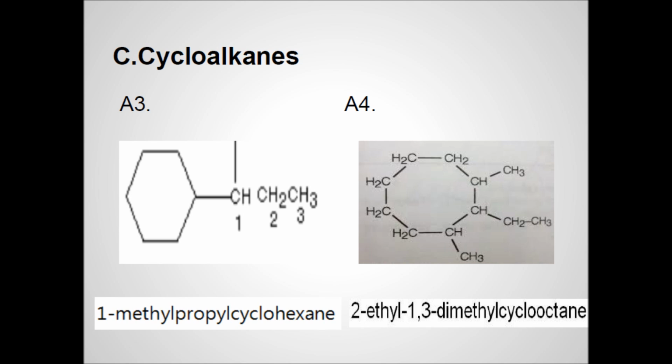For question 3, the structural formula is a hexagonal shape and has single bonds, so it can be cyclohexane. Secondly, we can see the CH-CH2-CH3 as propyl. Additionally, it has a methyl in the first carbon, therefore it names the 1-methylpropyl.